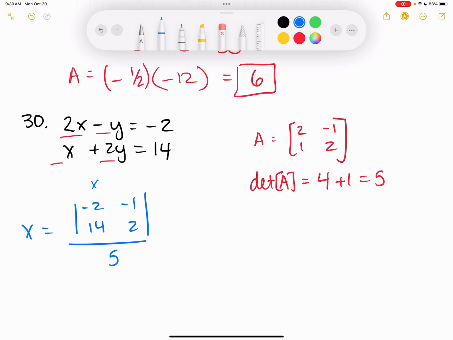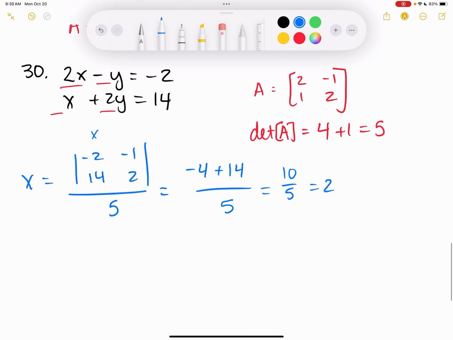So the determinant of the top, -2 and 2, that's -4, minus a -14 would be +14. Oh, so it's 2. And then over 5, so 10 over 5, so yes, 2. So that's our x coordinate of our solution. We can find y with that. So we just plug in using Cramer's rule.